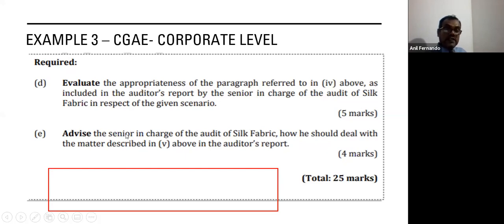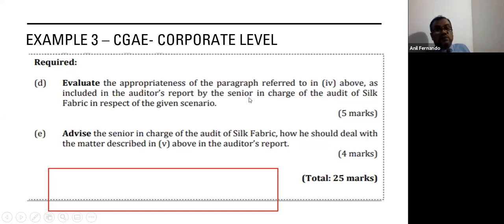Then advice, this is an evaluation only, you evaluate it. Here opinion, judgment is needed. Advise the senior in charge of the audit. So here you do the evaluation, just see the difference. You do the evaluation as the audit senior, right? Evaluate the appropriateness of paragraph 4 above as included in the auditor's report by senior in charge.